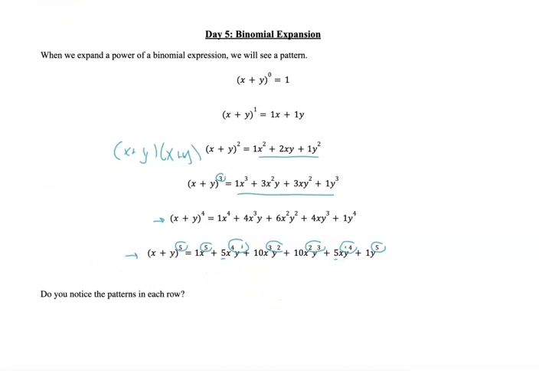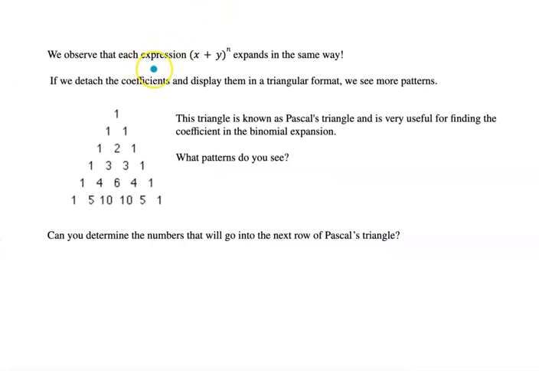What's interesting is if we go on to the next slide, you will see if you just pull out the coefficients, and again, these are the coefficients, just the number 1. This was 1x plus 1y, 1x squared plus 2xy plus 1y squared, 1x cubed would be here, plus 3x squared y, plus 3xy squared, plus 1y cubed, and so on and so forth. So basically, what you're going to see when you pull out just the coefficients is that this first diagonal is all 1s, and the last diagonal is all 1s.